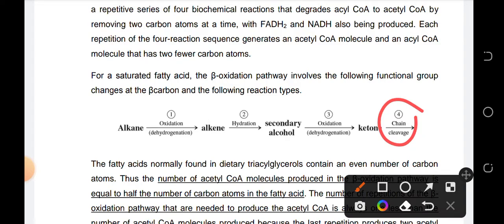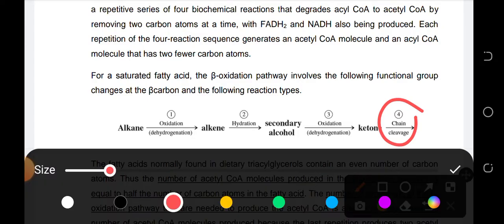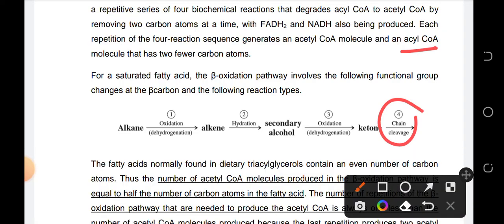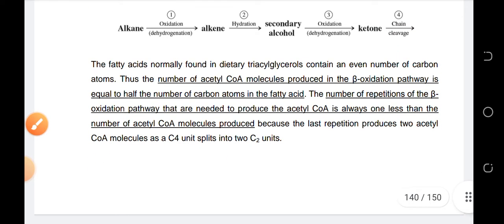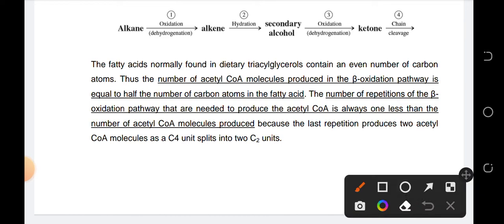Remember, acetyl has 2 carbon atoms, while acyl has maraming carbon atoms. Okay? Long chain of carbon atoms. So, ang pinaka goal na beta oxidation is for the production or cleavage of the acetyl from the acyl. Okay? So, sabi dito, the number of acetyl molecules produced in the beta oxidation is equal to half of the number of carbon atoms in the fatty acid.